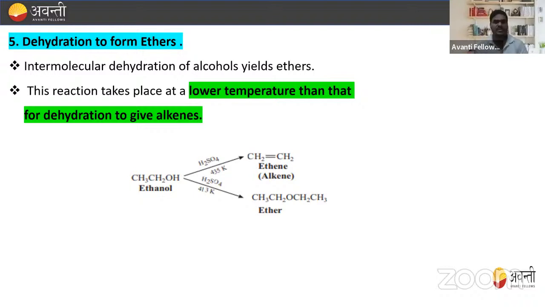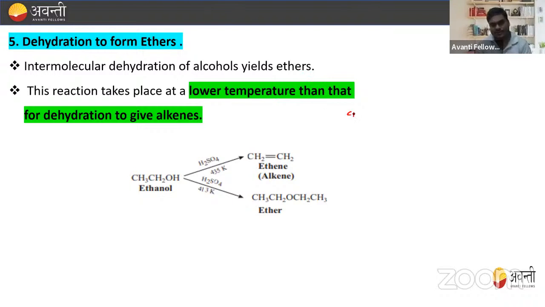For example, this is ethanol. When you treat ethanol with H2SO4 at 443 Kelvin, we get alkene. When we treat it at 413 Kelvin, we get ether. Let me explain how ether is formed.